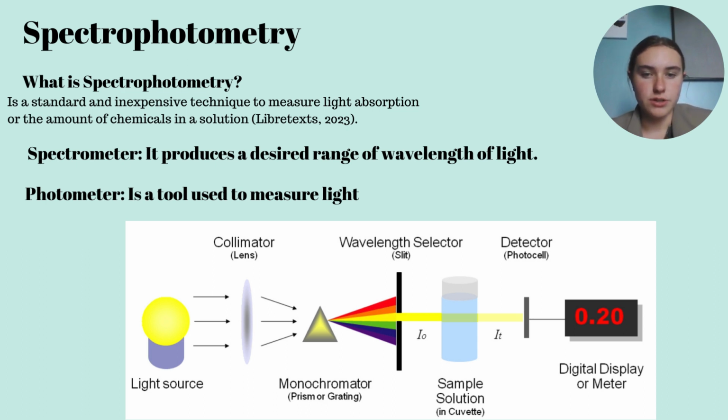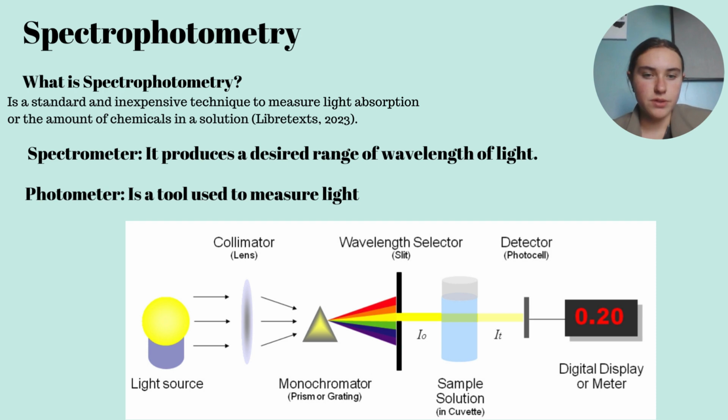First, a collimator transmits a straight beam of light that passes through a monochromator to split into several components of the wavelength spectrum. Then a wavelength selector transmits only the desired wavelength.